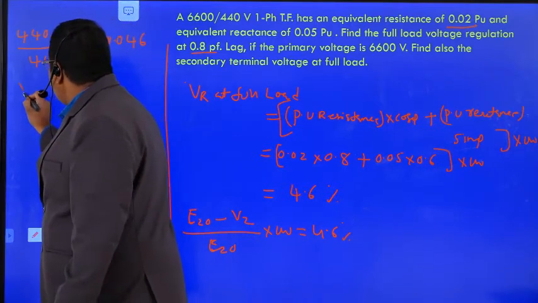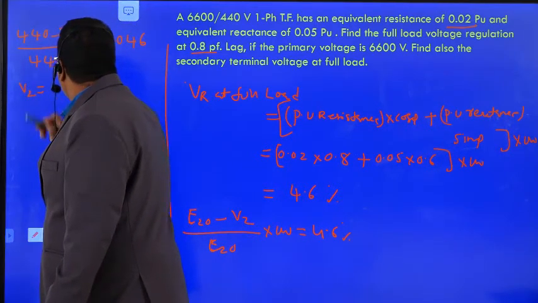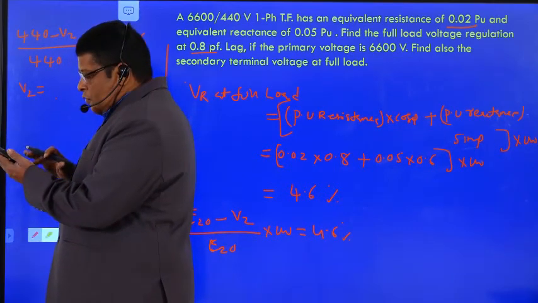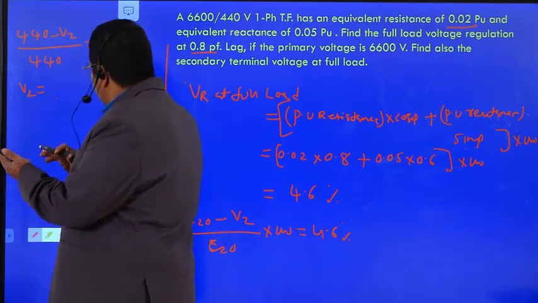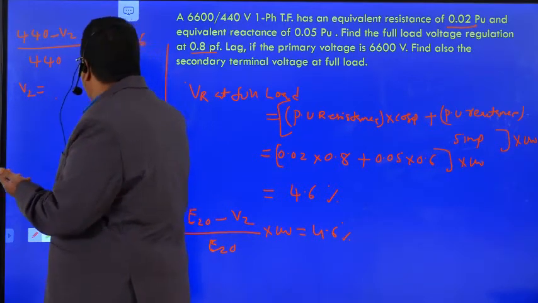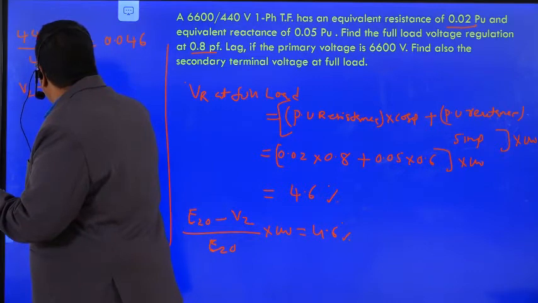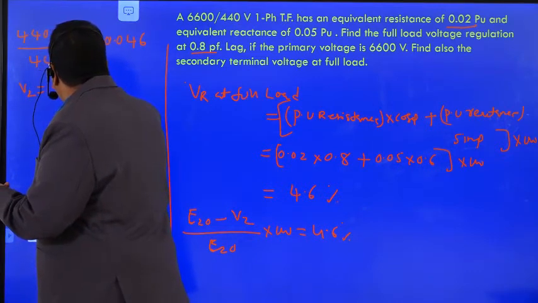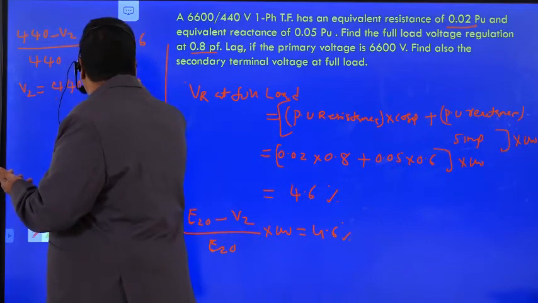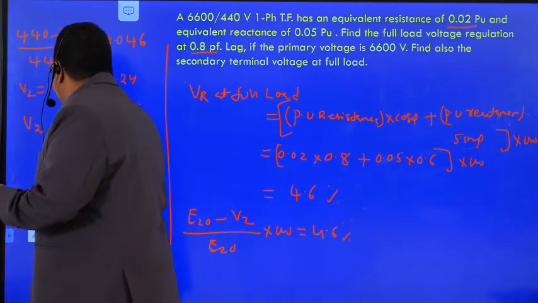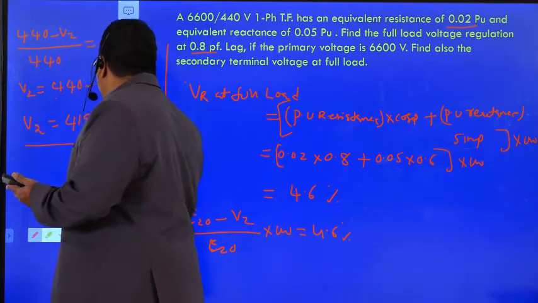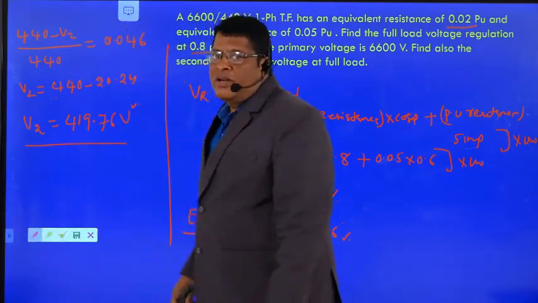So V2 equals, how much are you getting for V2? 440 minus 440 into 0.046, that is 440 minus 20.24. So the terminal voltage V2 is the terminal voltage of the transformer at full load.